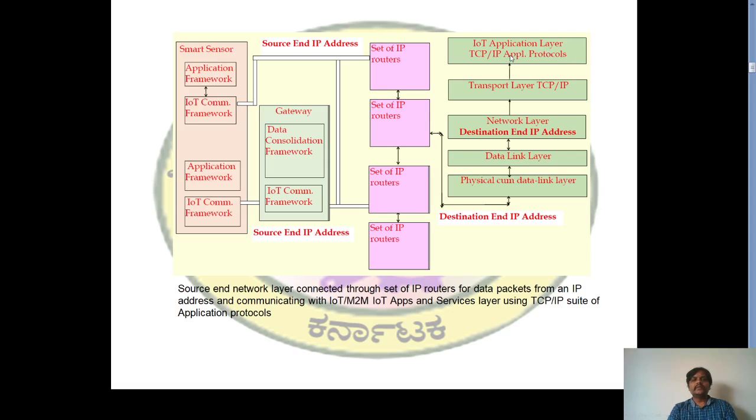In the same way, if the machine wants to request something from the smart sensor, the data will move in the reverse direction, that is from the application layer to the transport layer to the network layer, and here it is going to add the destination IP address, then to the data link layer and the physical layer, and the packet will reach the routers and the particular router that is connected to the sensor through the gateway. This is how the communication takes place.